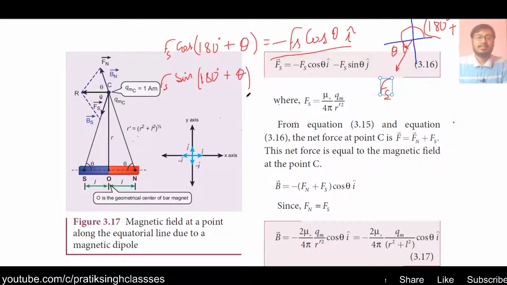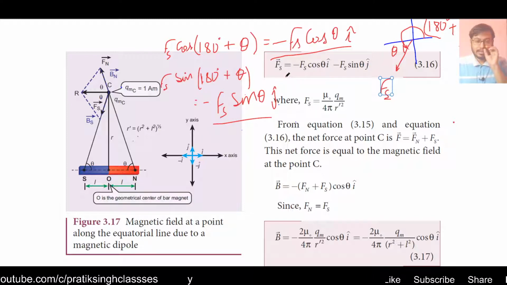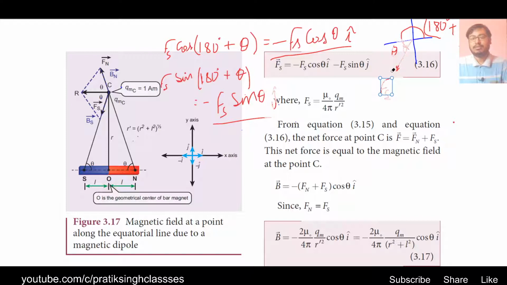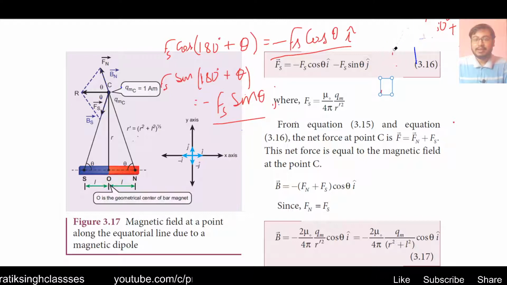Okay, sin(180 + theta) is equal to minus sin theta, so it will become minus Fs sin theta j cap. When we write this in vector form, the x component and y component of Fs will become minus Fs cos theta i cap and minus Fs sin theta j cap respectively. So total Fs can be written as in equation 3.16. If you see in the book, that is minus Fs cos theta i cap minus Fs sin theta j cap.